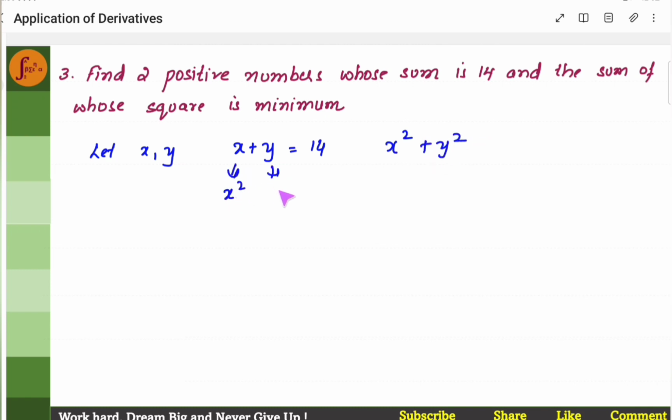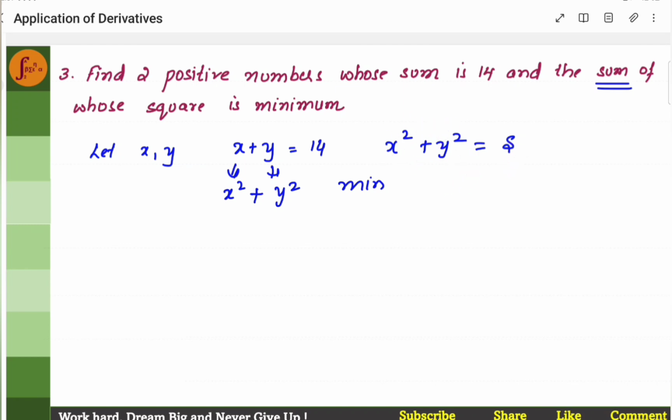Square of this, sum. Sum means add them. When you add them, it is minimum. Right? Now, let's call this S. We'll call this S, and this is minimum, the sum of these. When you total up this, it becomes minimum.